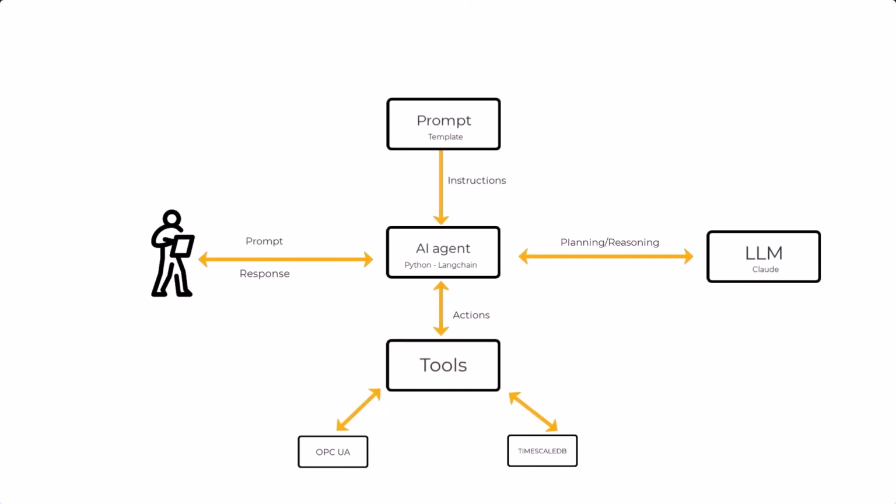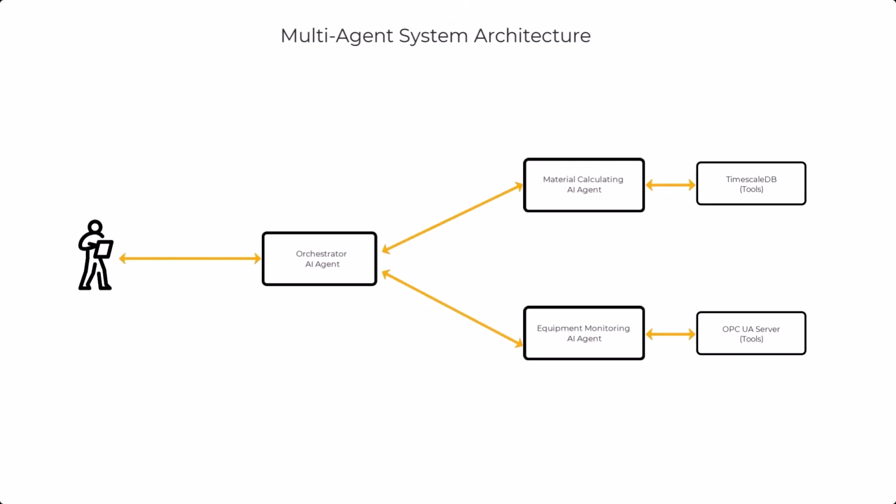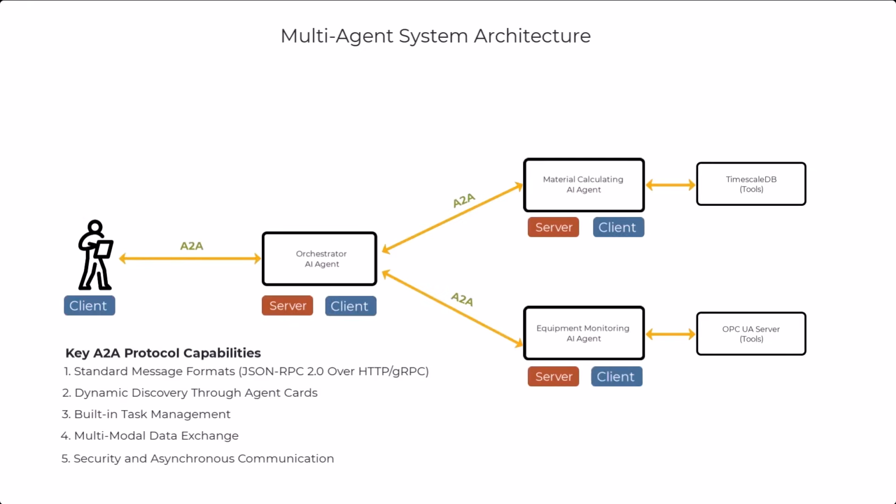Step by step, I'll show you how to break down a monolithic AI agent into multiple specialized AI agents, implement the A2A communication protocol, and standardize the way your agents exchange data and collaborate. Before we dive in, let me show you a quick demo of the finished project, and then we'll go through exactly how to build that.